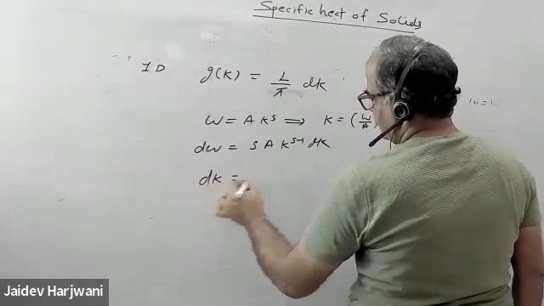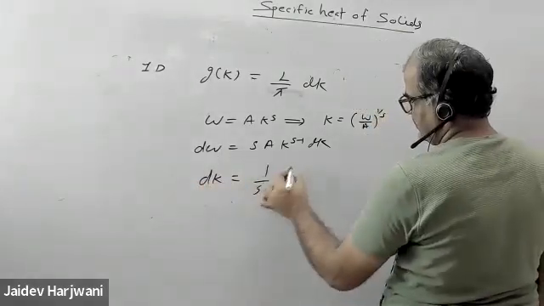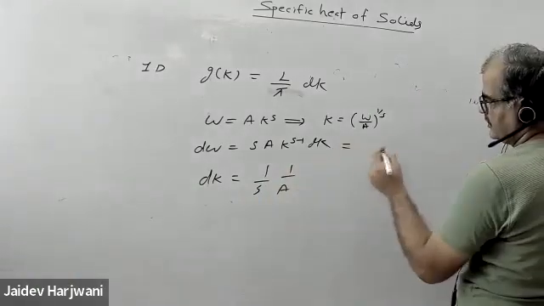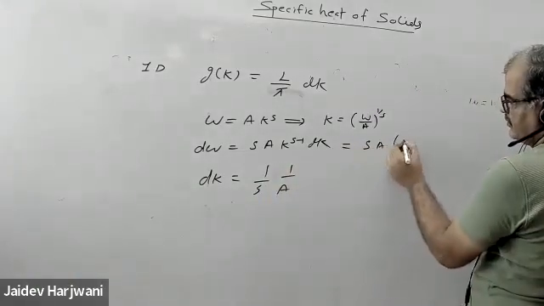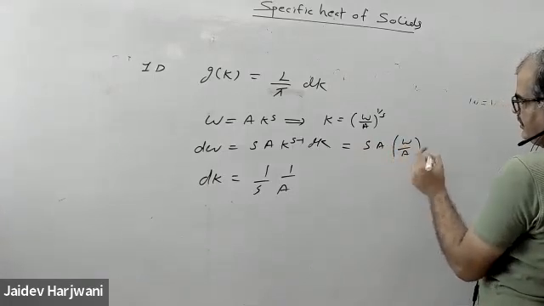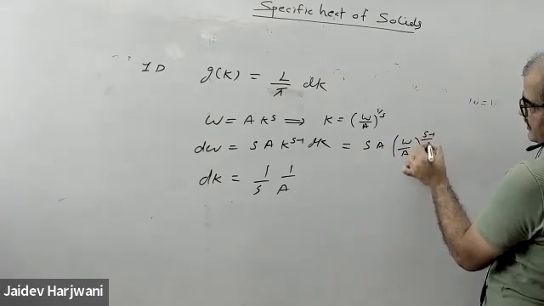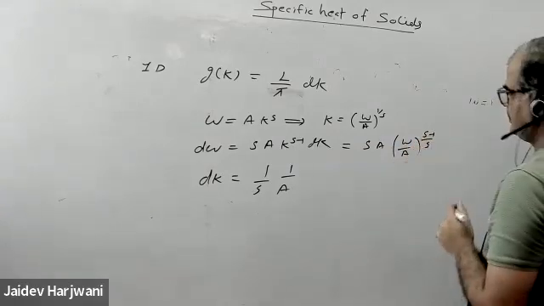dk value will be 1 upon s, 1 upon a. Okay, and this was equal to what? s a omega by a, s minus 1, s. Okay, this was your dk.